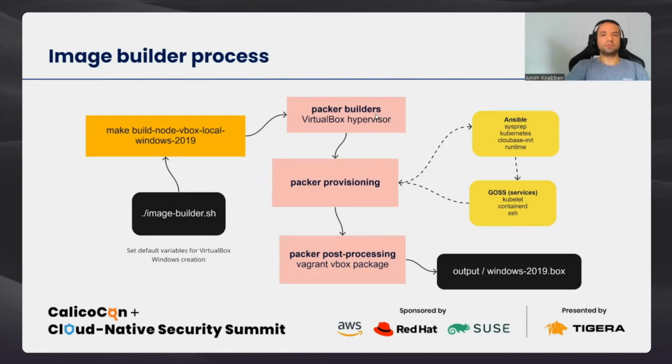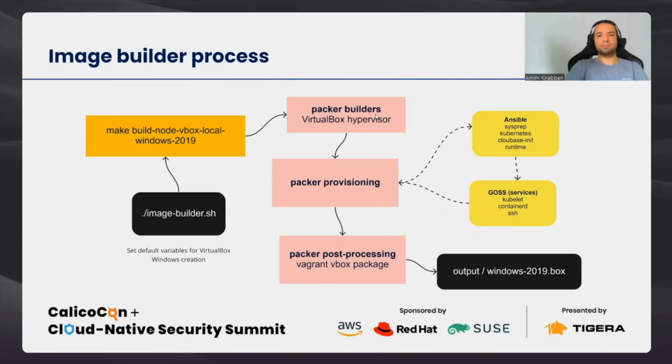We use the image-builder project to build the Windows VirtualBox image inside the project. The image-builder project uses Packer and Ansible in a series of steps and tasks that install everything that's required on top of the ISO installation image of Windows. As you can see in the diagram, you run a make target with some modifications from the SIG dev tools. The make target starts Packer from HashiCorp with the VirtualBox hypervisor.